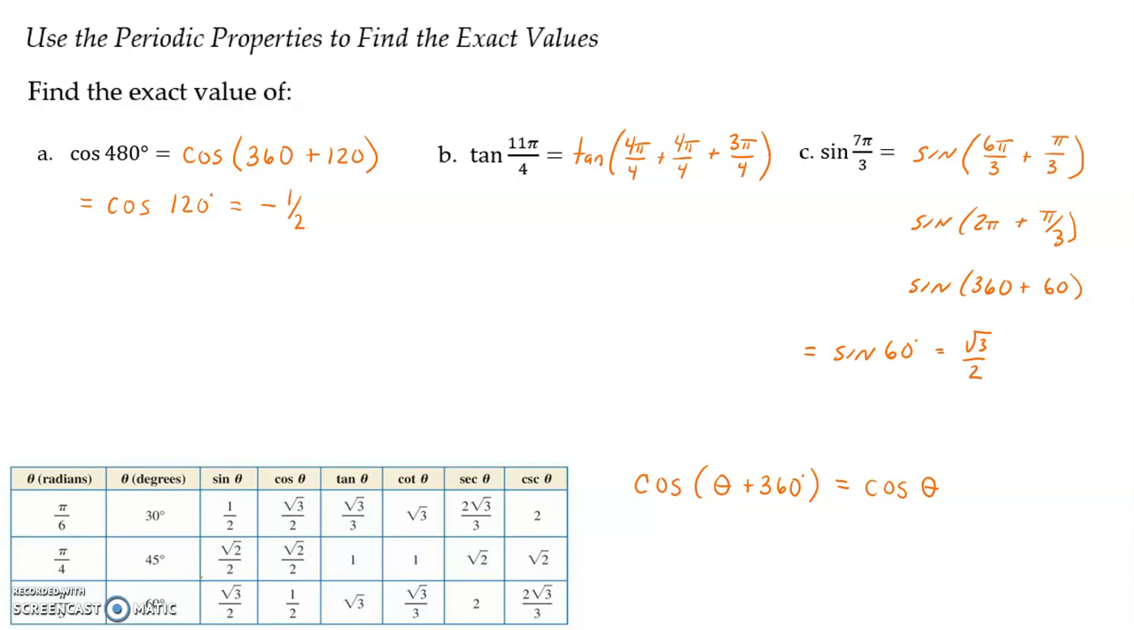Now this is the same thing. If I add up all my numerators, that's going to give me my 11 pi. So keep in mind this is the same thing here. If I reduce my fractions, pi plus pi plus 3 pi over 4.